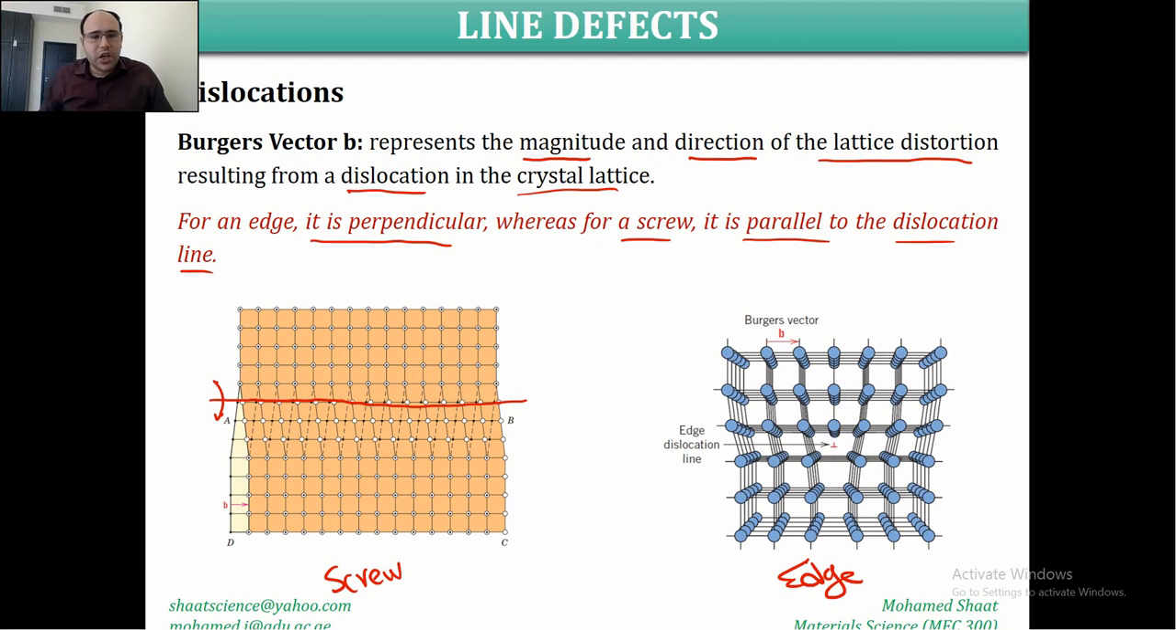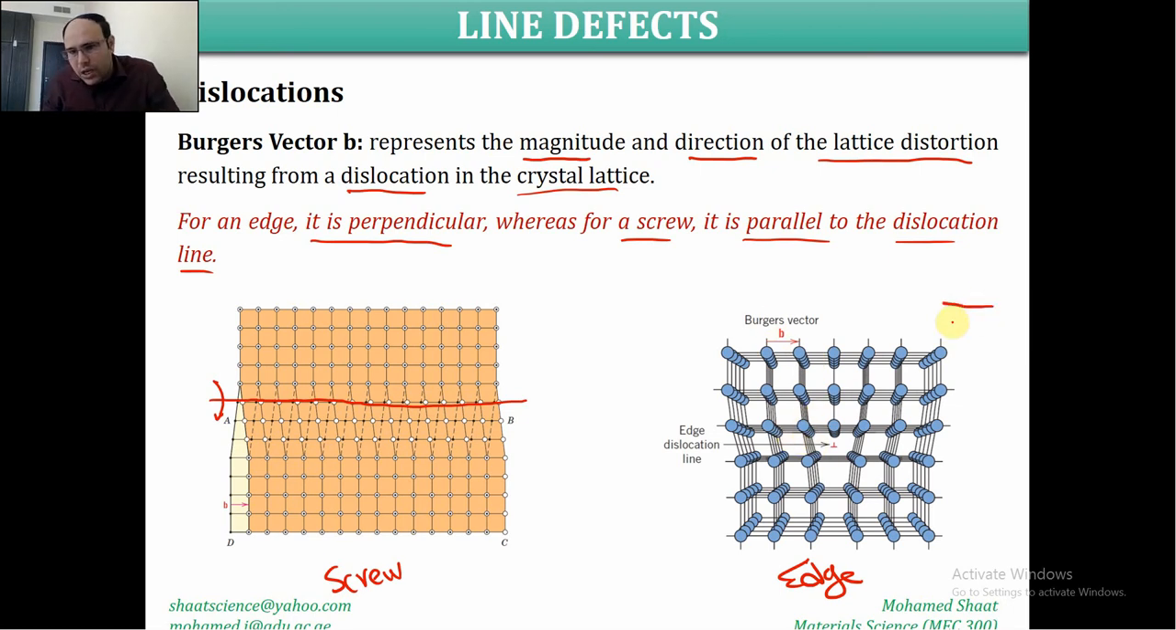How about the direction? The direction, as written here, for the edge dislocation, the direction of the Burgers vector will be perpendicular to the edge dislocation line. This is the dislocation line, and as we said, this vertical line indicates where the compression side is, or where the dislocation plane is, where this plane will be dislocated. So we do have a dislocation located here, and this line indicates the sign and the direction of this dislocation. So the Burgers vector should be perpendicular to this vertical line.